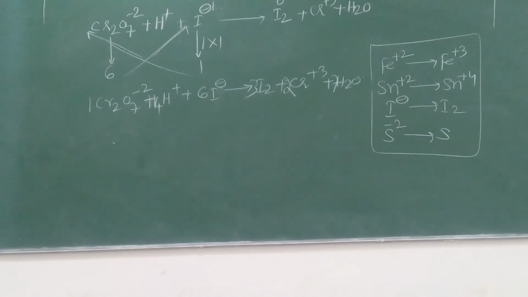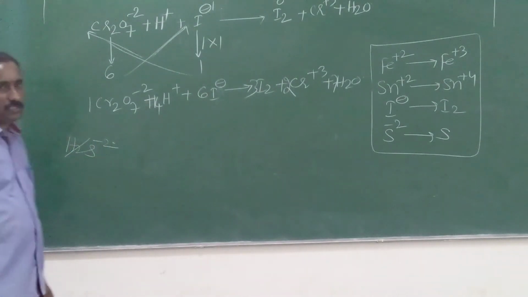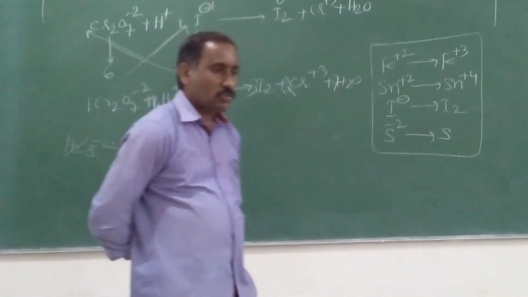It oxidizes sulfide or hydrogen sulfide. Within the bracket you have to write S minus 2. The formula of hydrogen sulfide is H2S. If you remove these 2 hydrogens, it becomes S minus 2, within the bracket S minus 2.